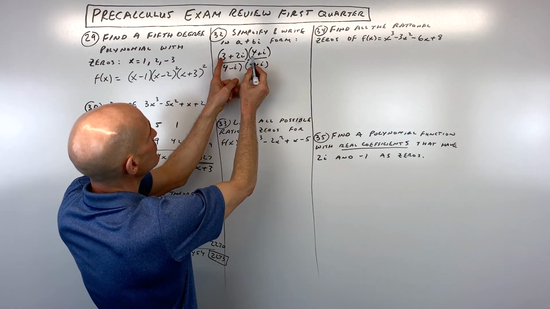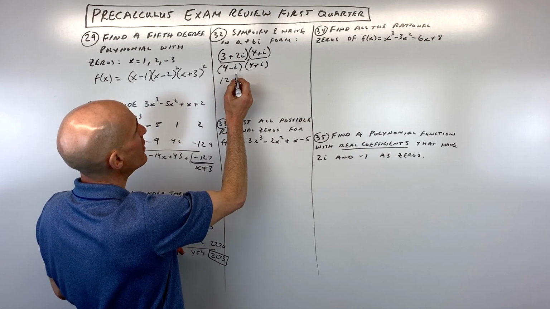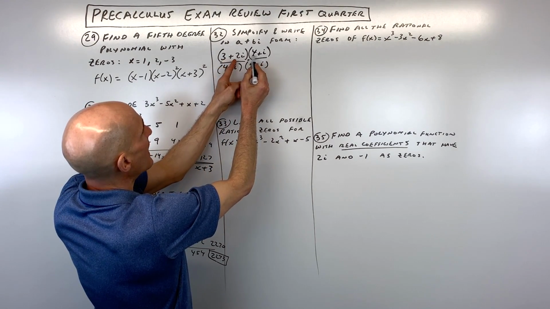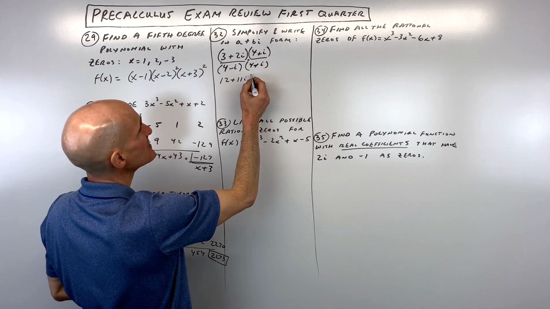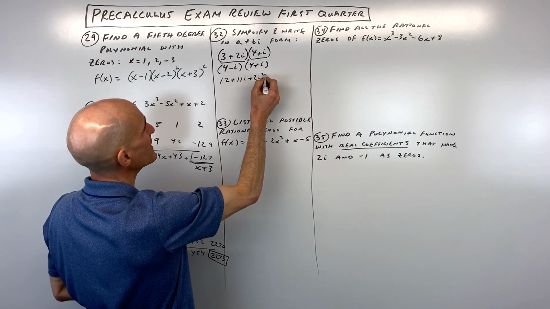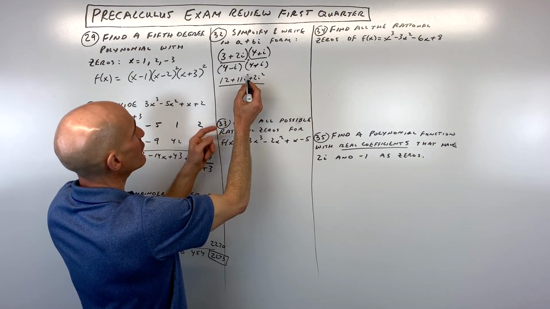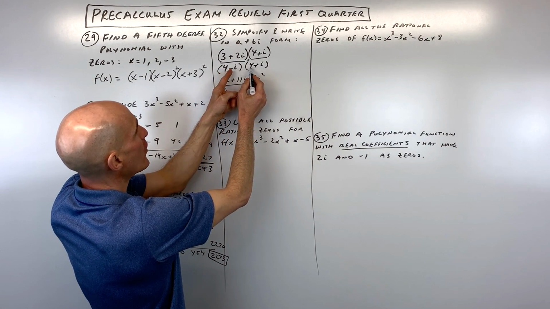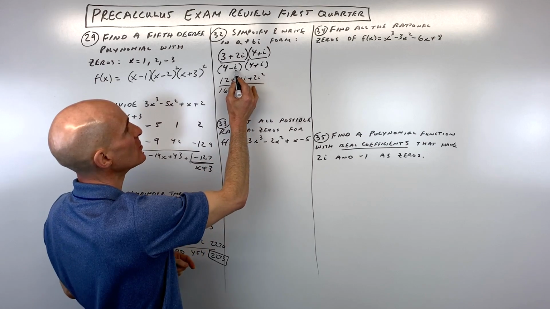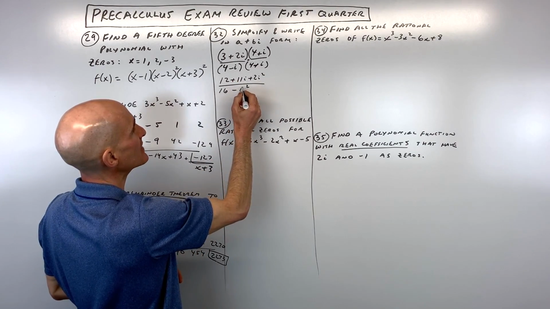So if we do that, let's see what we get. 3 times 4 is 12. The outer gives us 3i, the inner gives us 8i, so that's going to be 11i. 2i times i gives us 2i squared. And then over here in the denominator we have first terms give us 16, outer 4i, inner negative 4i, those cancel, and the last two terms we get negative i squared.